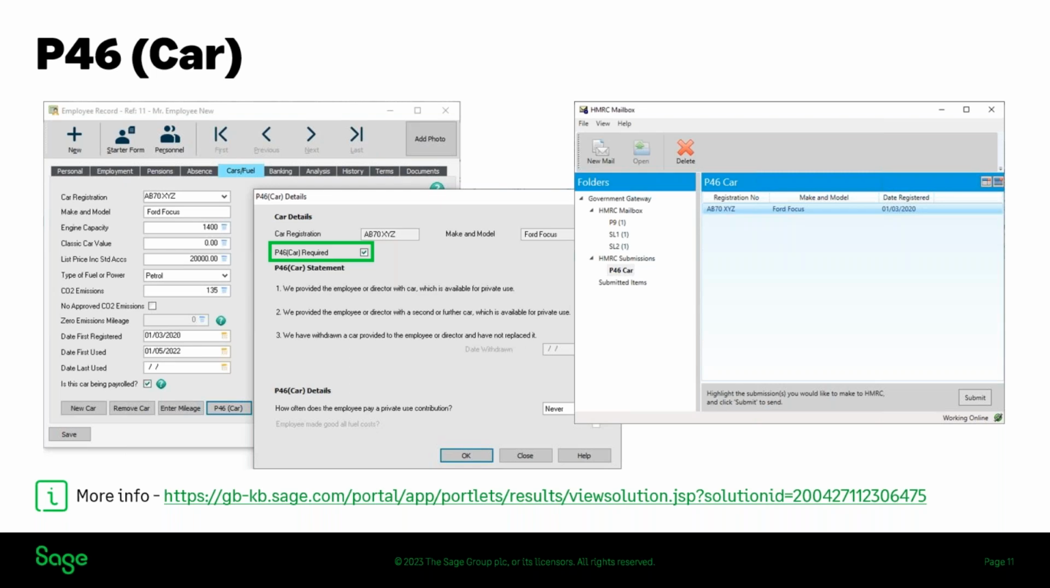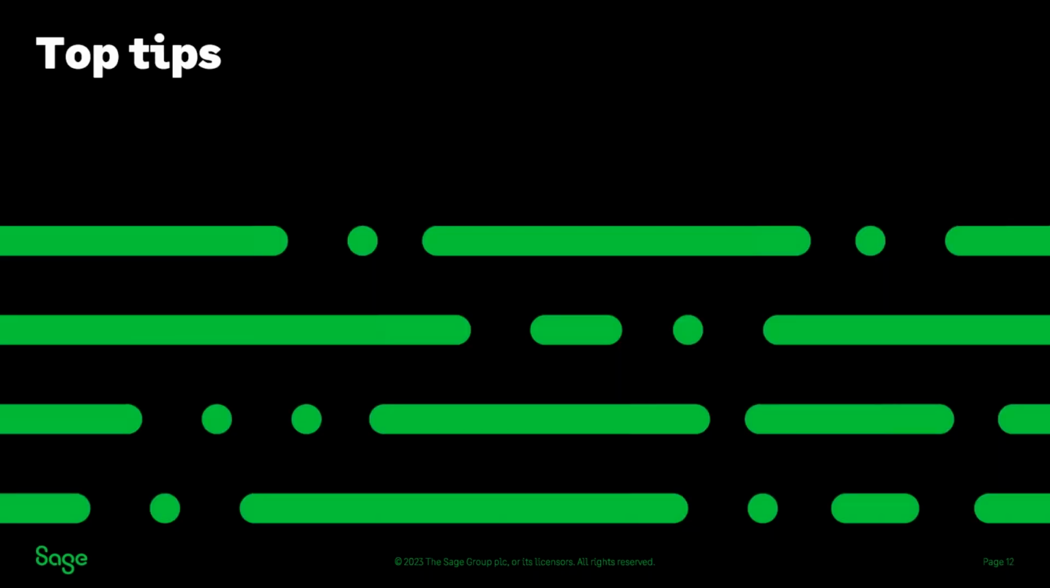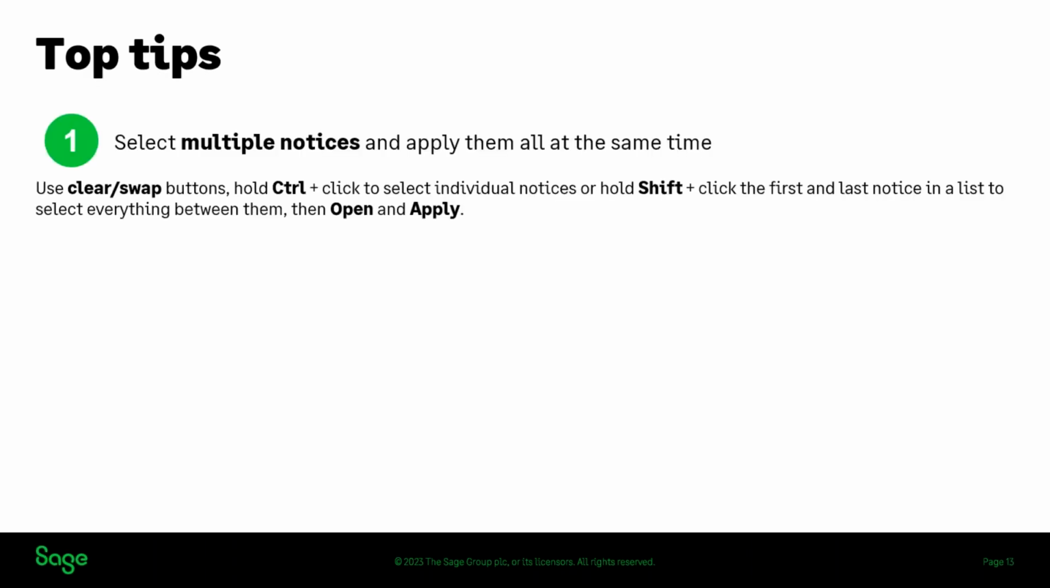So that is the secure mailbox all in, but we're going to finish with my 4 top tips to help you with a few efficiencies in using the secure mailbox. So starting with tip number 1, it is possible to select multiple notices at the same time and apply them to multiple employees. So I showed you one of the ways in the demo.